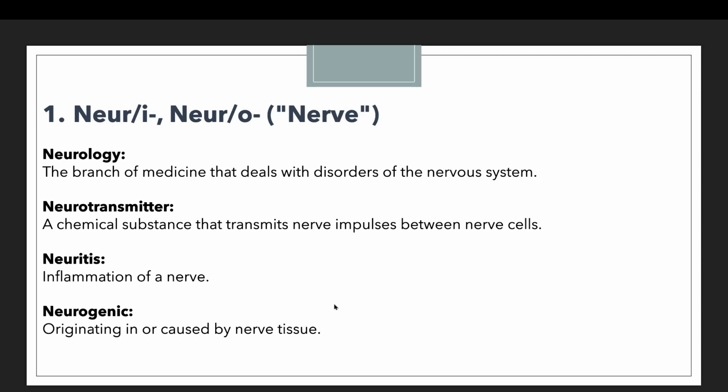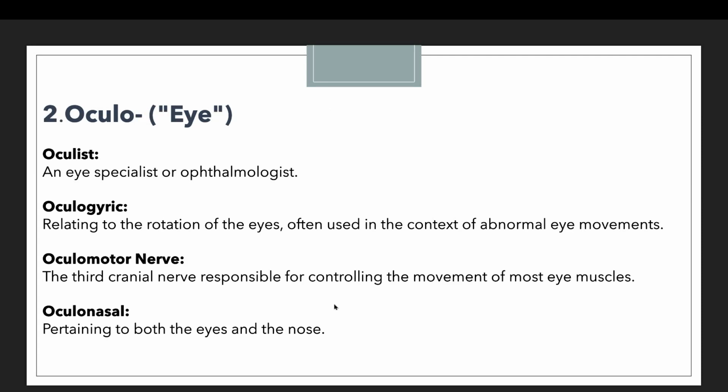Okay, so that's the reason we are using either neuri or neuro prefix with the terminology. All right, now we will move to the next prefix, which is oculo. Now what is oculo? Oculo is a prefix which is used to denote the information related to the eye.